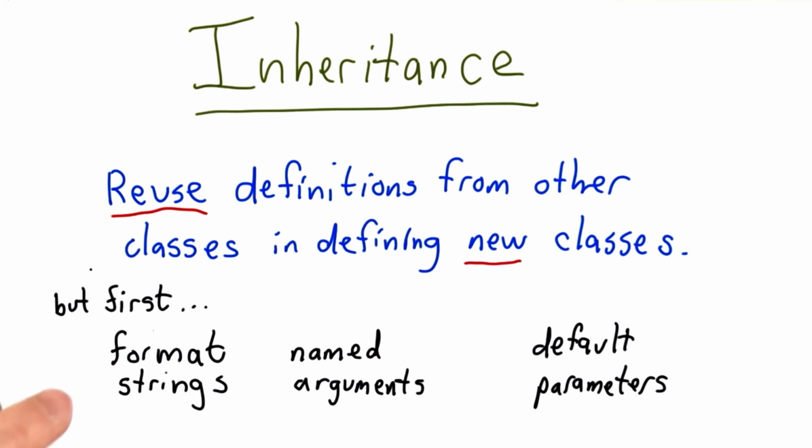Before getting to inheritance, I want to cover three other aspects of Python that you may not have seen before, and we haven't yet covered in this class. That's format strings, named arguments, and default parameters. If you already feel comfortable with those things, feel free to skip ahead to where I start talking about inheritance.